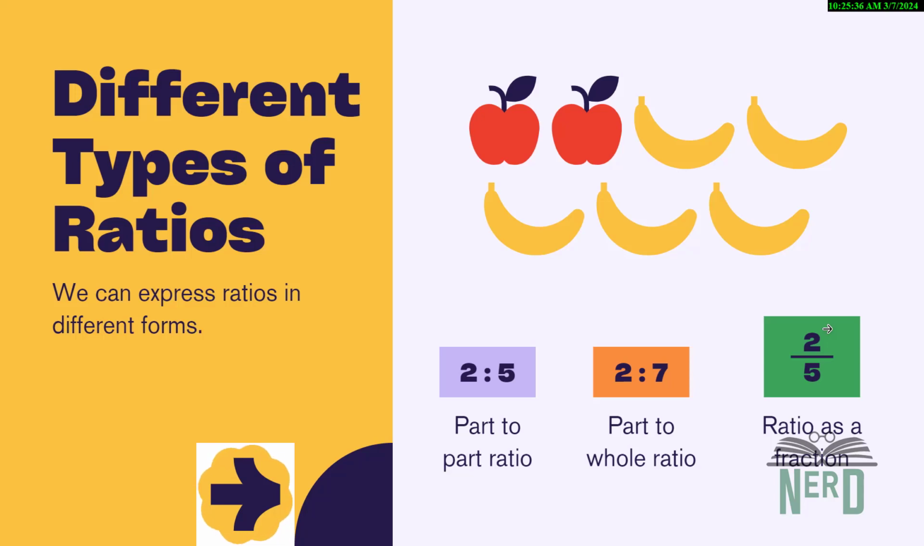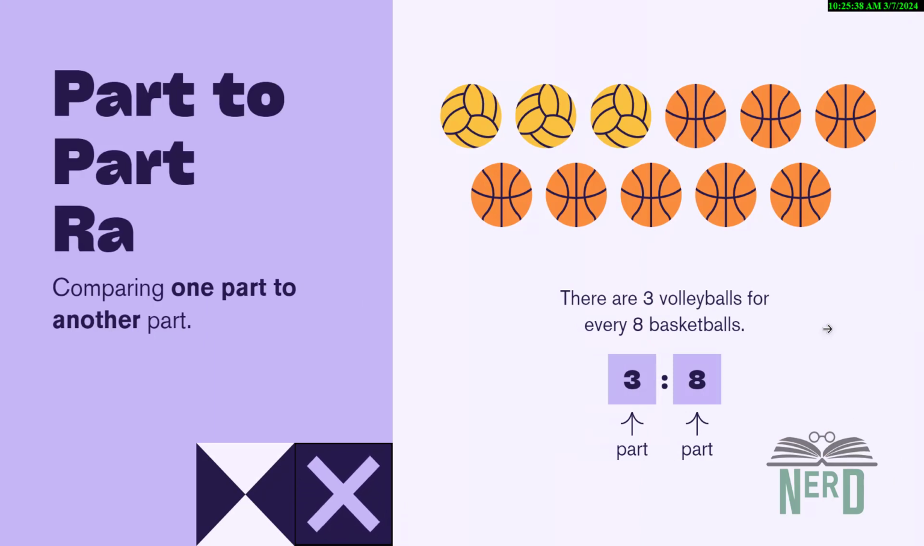I hope you understand. And let me tell you about part to part ratio. As I told you, we are comparing one part to another part. Like here you see we have 3 volleyballs for every 8 basketballs. So that 3 volleyballs we'll put first, and the second is 8 basketballs. So in that way you can understand.